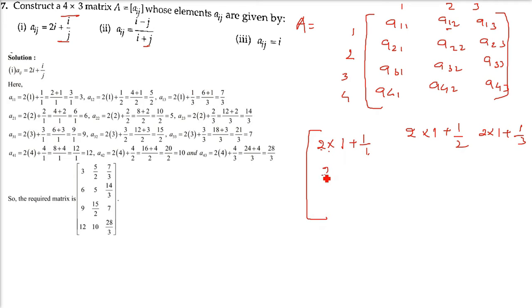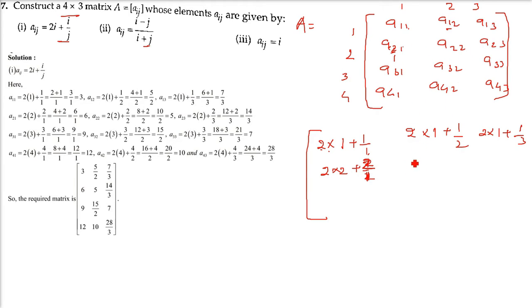2 into 2, because it is 2i, 2 into 2, and this is i by j. So 1 by 1, 1 by 2, 1 by 3. This will be i by j. So 2 by 1 it will be. It's not 1 by 2. It's 2 by 1. And 2 by 1, 2 by 2, 2 by 3 it will come. And that will be 2 by 2, 2 by 2, 2 by 2 everywhere. I hope you got the idea. There is a proper pattern it is going to follow.